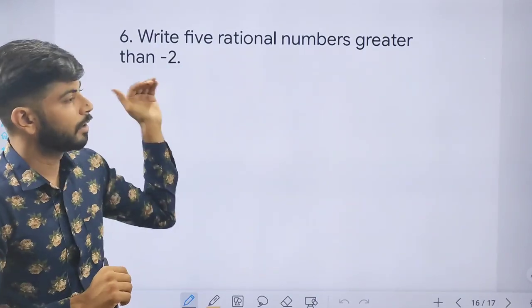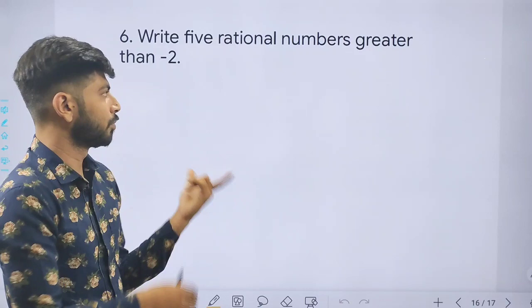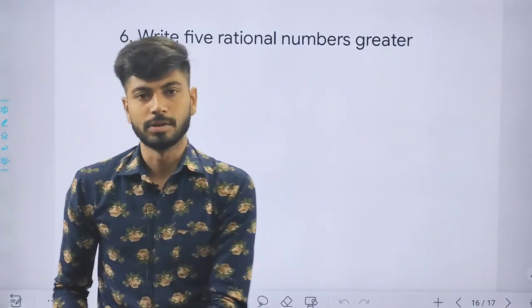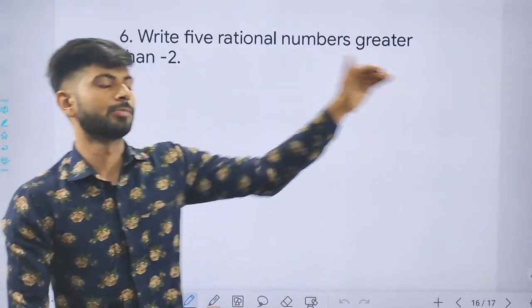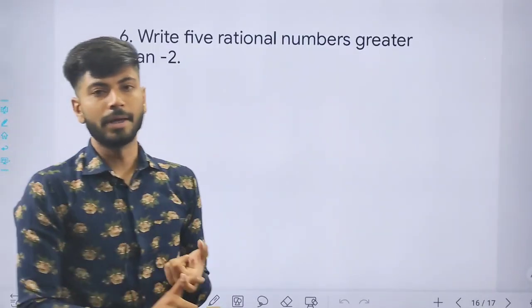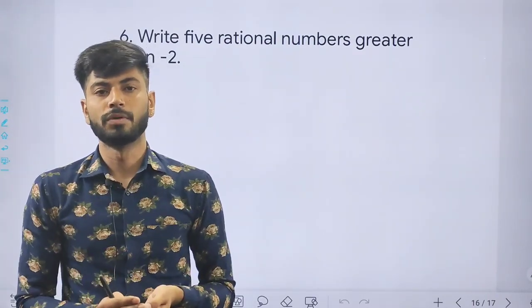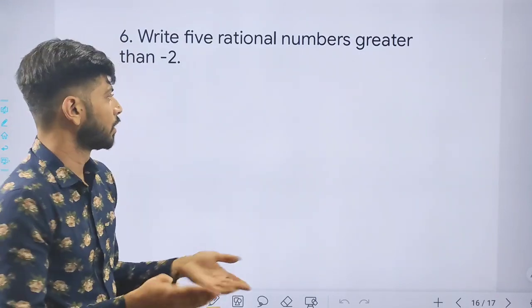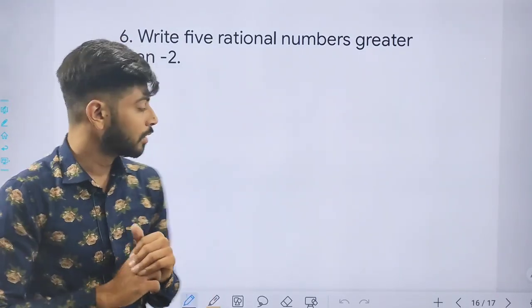Okay. We know that all the positive numbers are greater than negative numbers, so we can write any positive numbers in this question. Okay, so 5 rational numbers greater than minus 2 you can write: 1, 2, 1 upon 2, 2 upon 4, 5 upon 6. Okay, you can write any positive rational number. Okay, next.